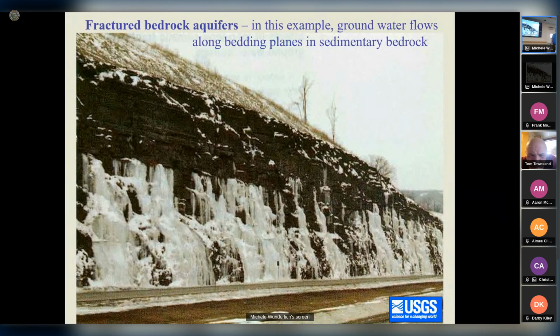So on the other hand, fractured bedrock in sedimentary rocks like we have here, you have bedding planes, and a lot of times fractures are associated with certain bedding planes. And here's a road cut. So here's a nice slice through the earth there where we can see during the winter, there's seepage coming out of a bedding plane here. And it's like time-lapse photography. It's seeping out slowly, but it freezes so you can see where the water's coming out.